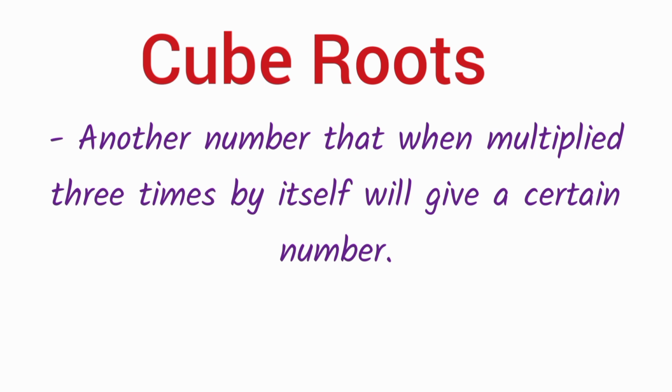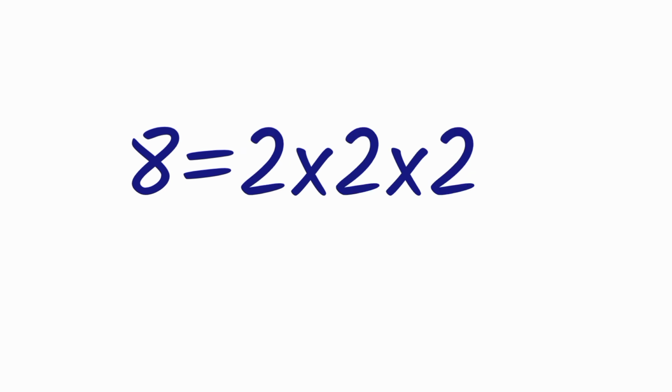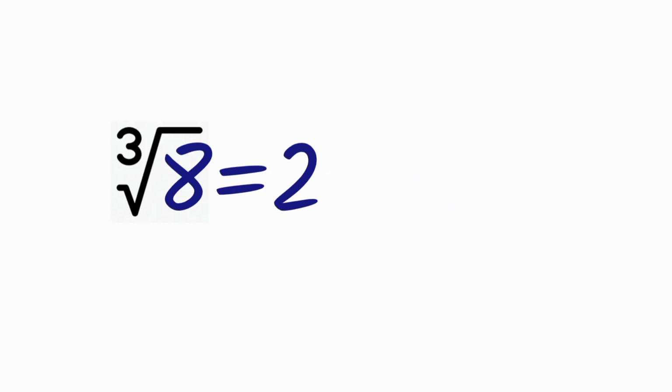That was brave. Now let us talk about cube roots. A cube root of a number refers to another number that when multiplied 3 times by itself will lead to that number. What I mean is, if you have a number 8, the cube root of 8 is another number that when multiplied by itself 3 times will give us 8. And for our case that happens to be 2. 2 multiplied by itself 3 times gives us 8. To express this mathematically, we say the cube root of 8 is equal to 2.